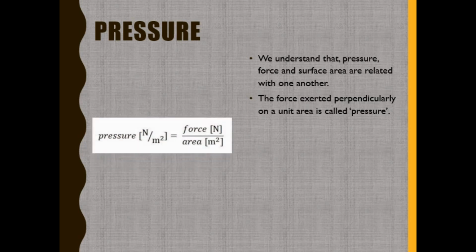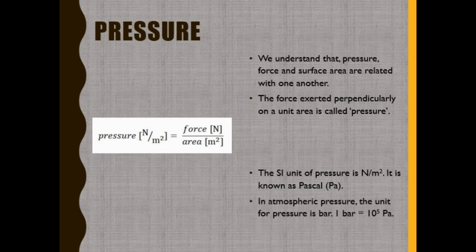The formula of pressure is equal to force upon area. We all know the units of force and area. Unit of force is Newton, expressed as capital N, and area is measured in meter square. Therefore, the SI unit of pressure is Newton per meter square. It is also called Pascal or Pa.